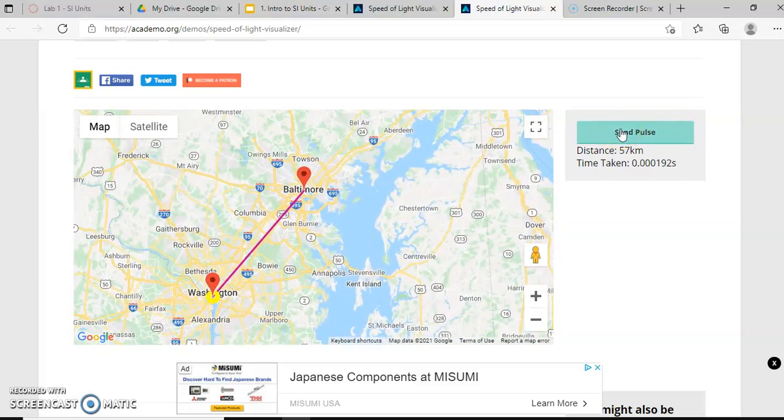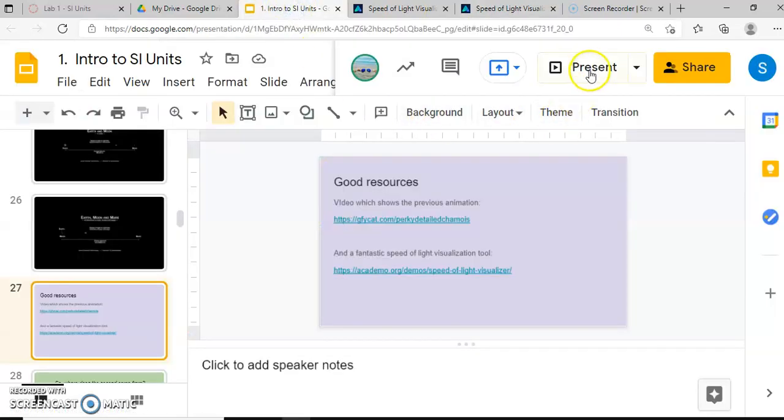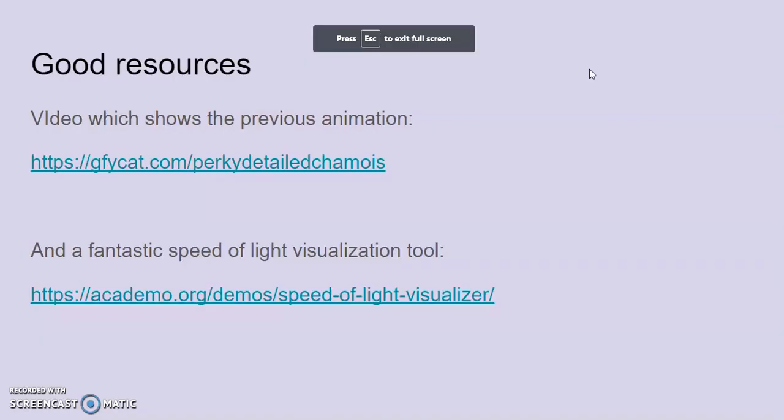How long does it take light to get there? Can you even tell? That's 0.000192 seconds. So, yeah, that is pretty crazy fast. 192 ten-thousandths of a second. Really, really fast. Okay, back to this. If you have some time, play around with this. I think it's a wonderful tool to help you visualize just how crazy fast the speed of light actually is.